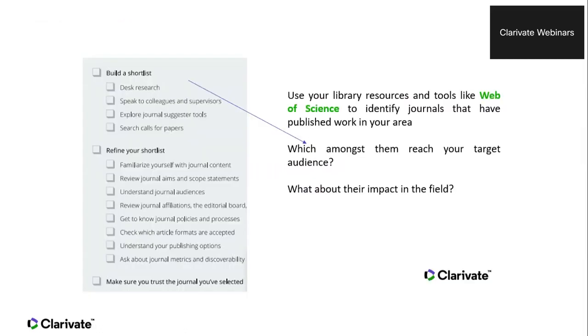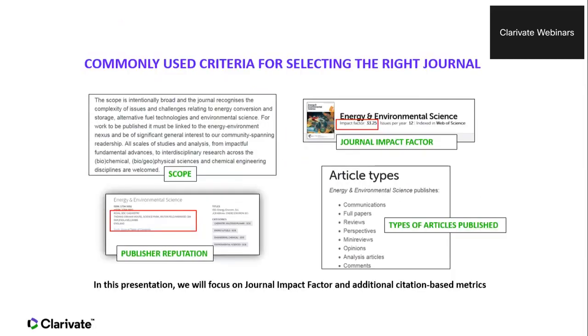How do you choose the right journal? Use your library resources and tools like Web of Science to identify journals that have published work in your area. Try to understand which amongst them reach your target audience, and what their impact is in the field. Commonly used criteria for selecting the journal are the scope of the journal and the reputation of the publisher. Very, very important.